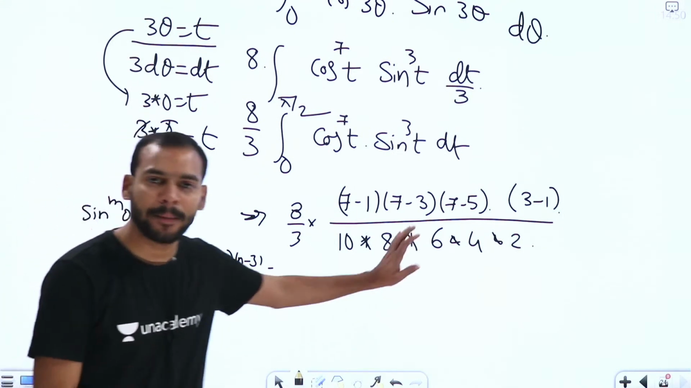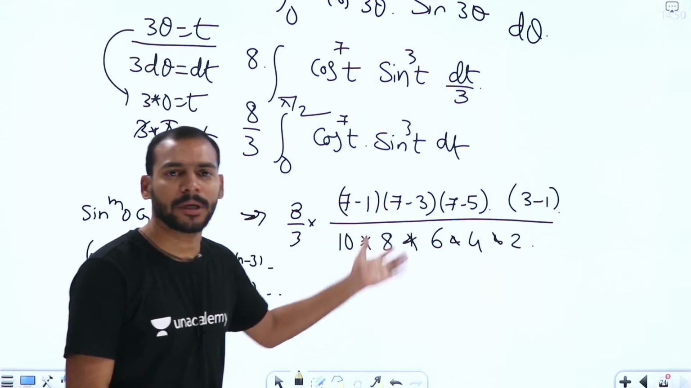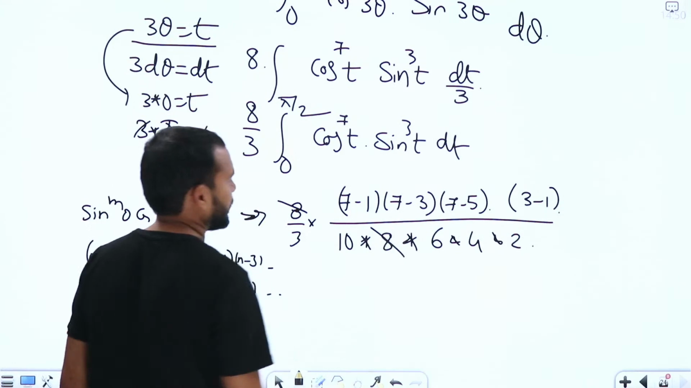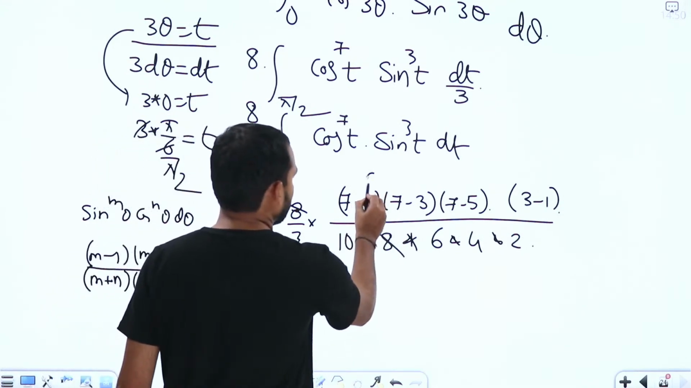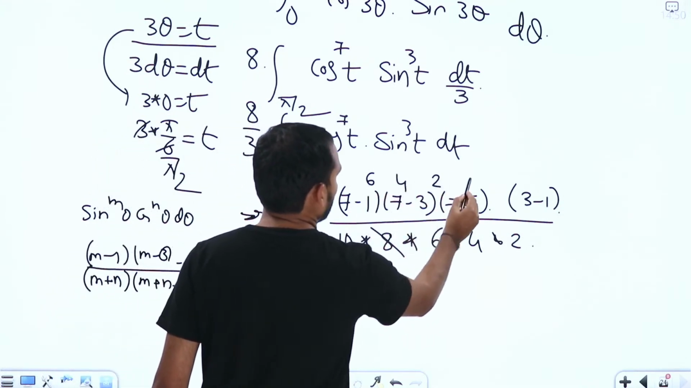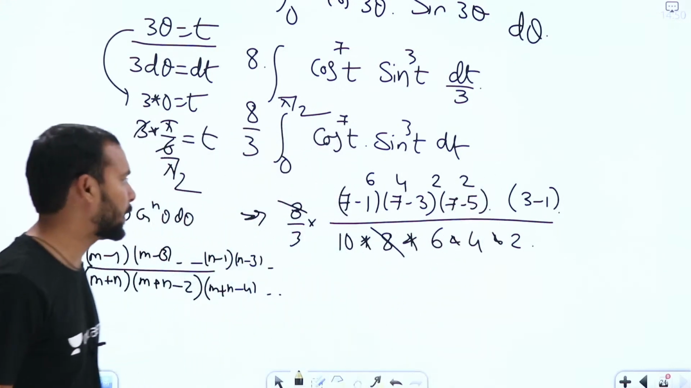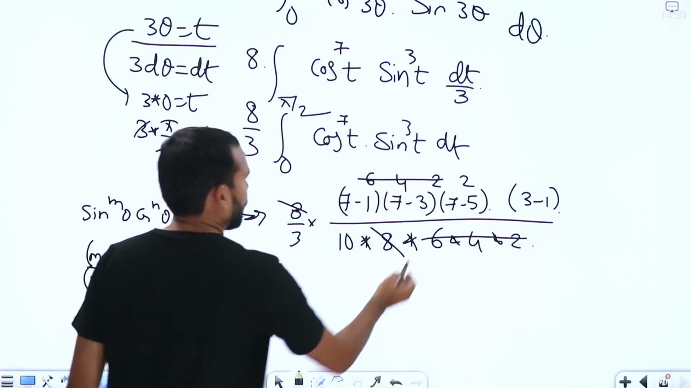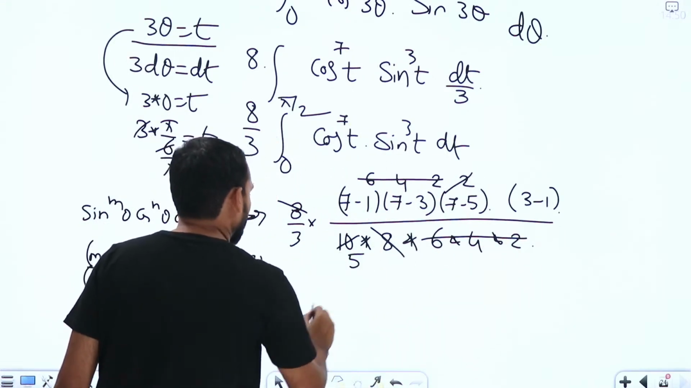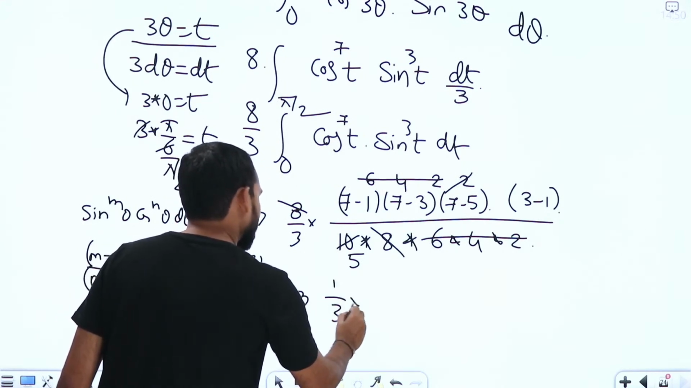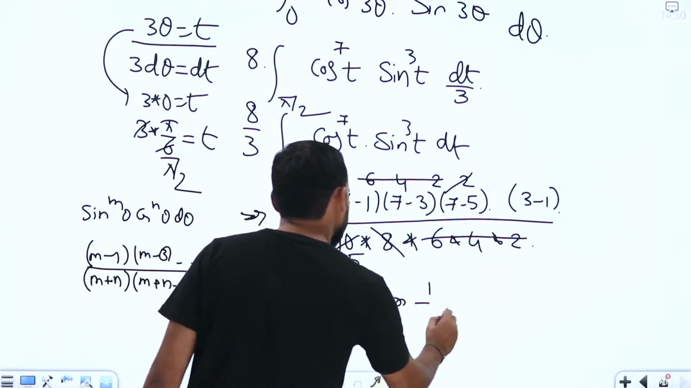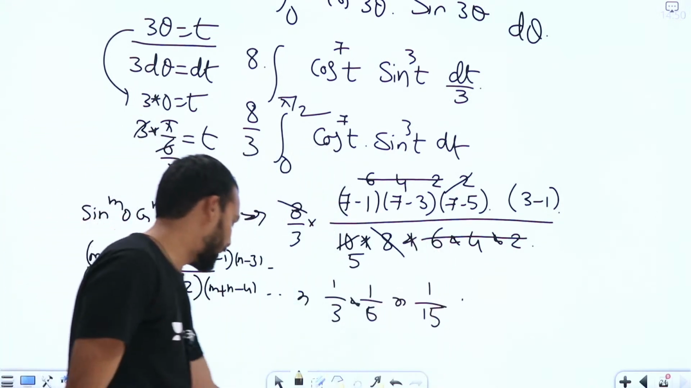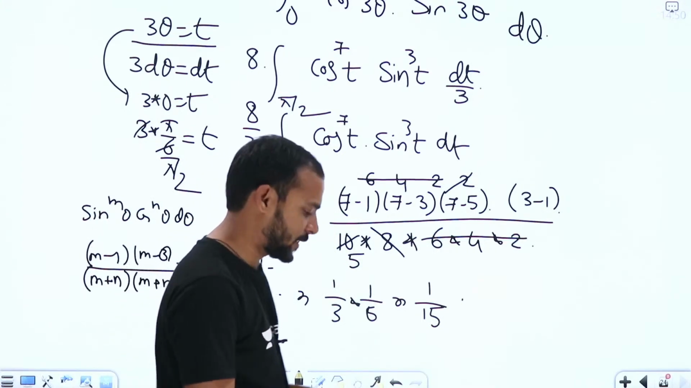We are not going to get pi by 2 extra because m and n are not both even here. Now this 8 will get cancelled, so let me simplify this. This is 6, 4, 2, 2, that is what we are going to get here. So the 6, 4, 2 will get cancelled. This 2 and this 5 remain, so we are left with 1 by 3 into 1 by 5, which is nothing but 1 by 15. I hope it is clear for everyone.